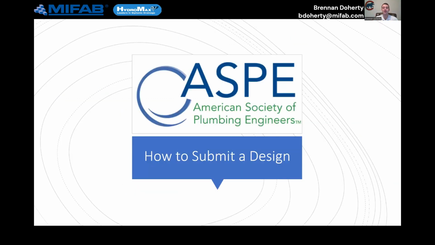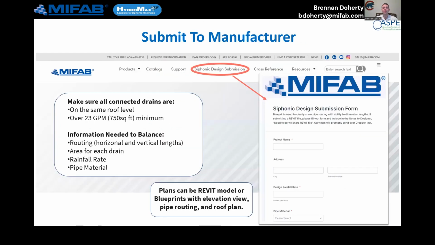How do we work together? How does MyFab support you? What we're doing differently than anybody else is we have a design assist team in Chicago. And very basically, what we need is to understand the routing that pipework is taking, both vertically as well as horizontally. That can be a Revit model, that can be blueprints with elevation. As long as we have something to measure, we can help you.